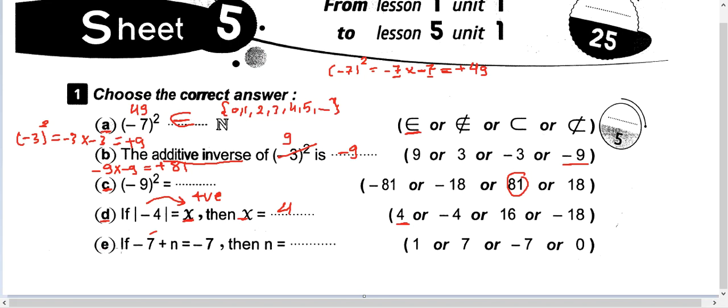Question E, he said if negative 7 plus n equals negative 7, here we have negative 7, and on the other side we have negative 7. Negative 7 plus space equals negative 7. Negative 7 plus what equals negative 7 without any change? It will be the additive identity, which is 0. Negative 7 plus 0 equals negative 7, then n equals 0.